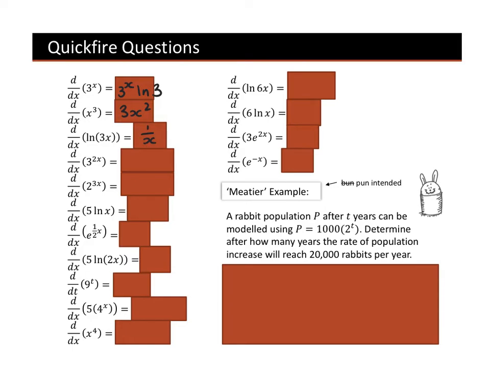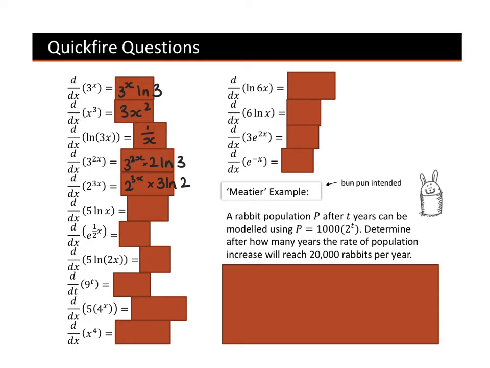3 to the power of 2x. So what we're going to have is 3 to the power of 2x multiplied by the differential of the power, which is 2, times ln 3. So times 2 ln 3. 2 to the power of 3x. Again, we're going to have 2 to the power of 3x, multiply the differential of the power, which is 3, and then ln of the base, which is 2.